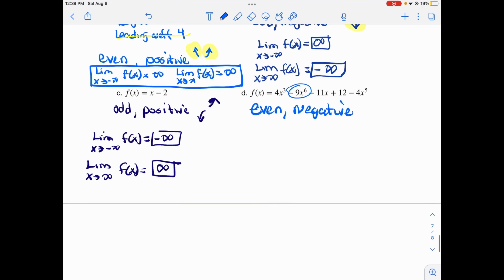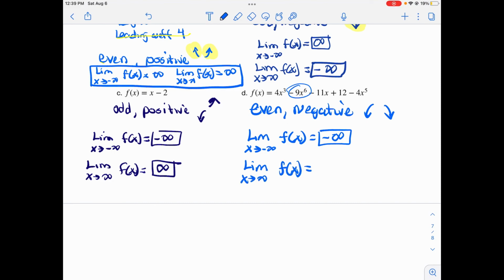And so even, same direction. Negative means they're both going down. So my limit as x goes to negative infinity of this function will be negative infinity, going down from the left side. The limit as x goes to infinity, the right end behavior of my function, is also going down. And that's how you find the limits at infinity of polynomials.